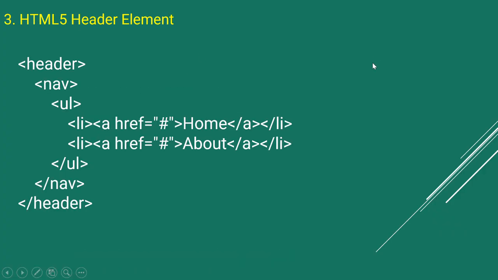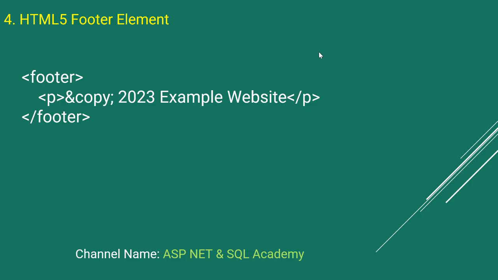The header element is used to define a header section of a web page. It is often used to contain navigation, logos, and other header content. The footer element is used to define a footer section of a web page. It is often used to contain copyright information, contact details, and other footer content.